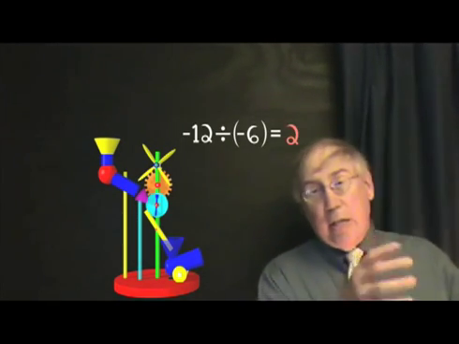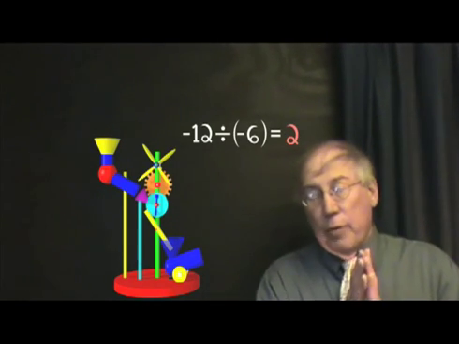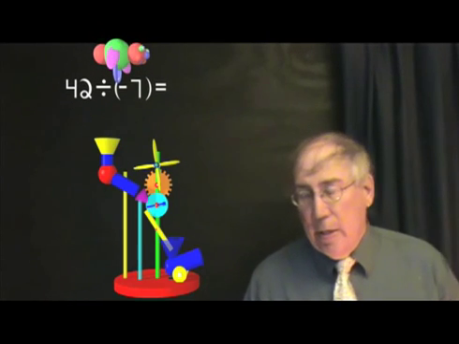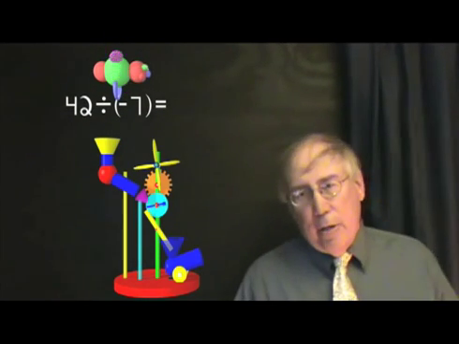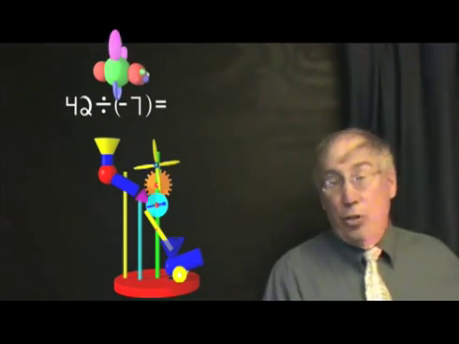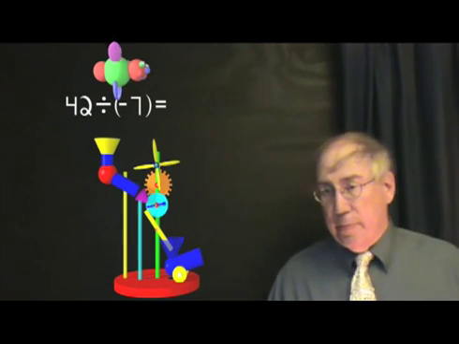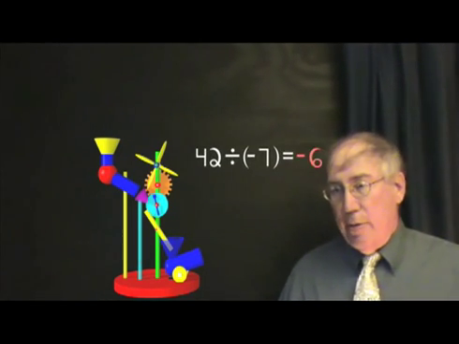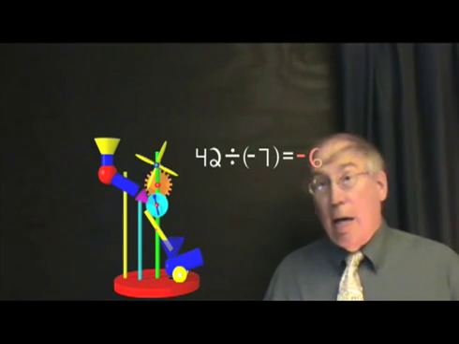So a negative 6 into a negative 12 is going to give a positive 2 because the signs are the same. Now how about a negative 7 divided into 42? We have a negative into a positive, we should get a negative outcome. And let's see what our machine gives us. Shoots it out. A negative 6.